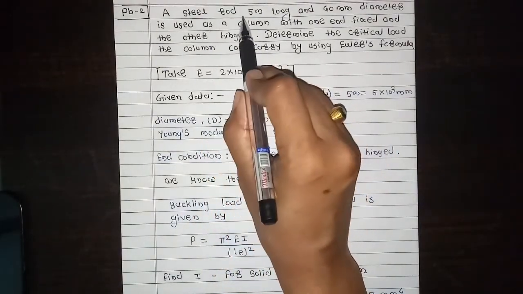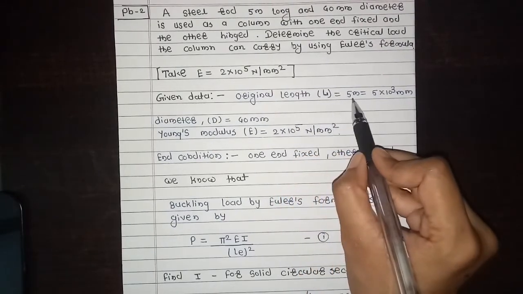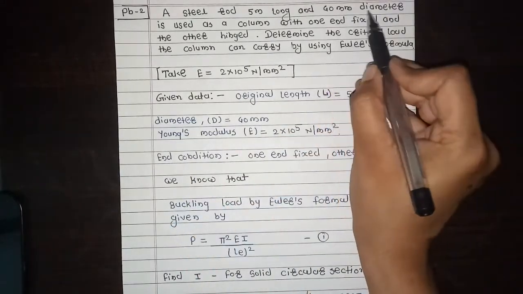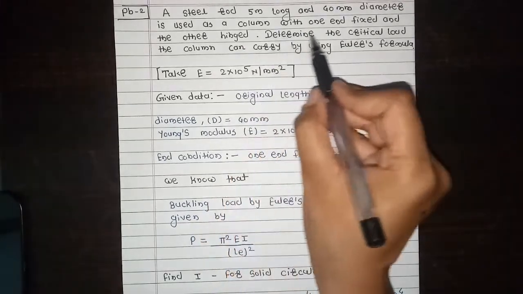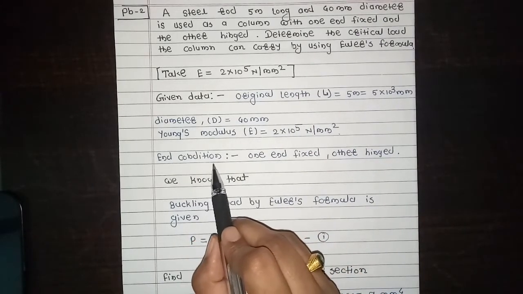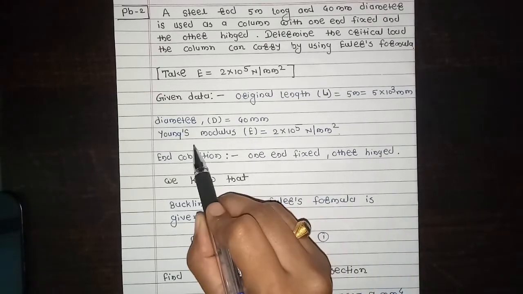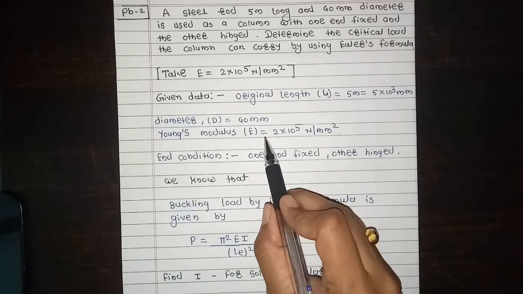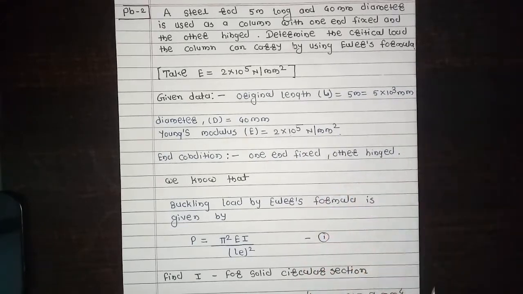Given data: a steel rod 5 meter long. So the original length L is equal to 5 meter. Convert to mm, multiply by 10 cube. Then 40 mm diameter, so the diameter capital D is equal to 40 mm. One end fixed and the other end hinged, so the end condition of the column is one end fixed and the other end hinged. And Young's modulus, or modulus of elasticity, is equal to 2 into 10 to the power 5 Newton per mm square.